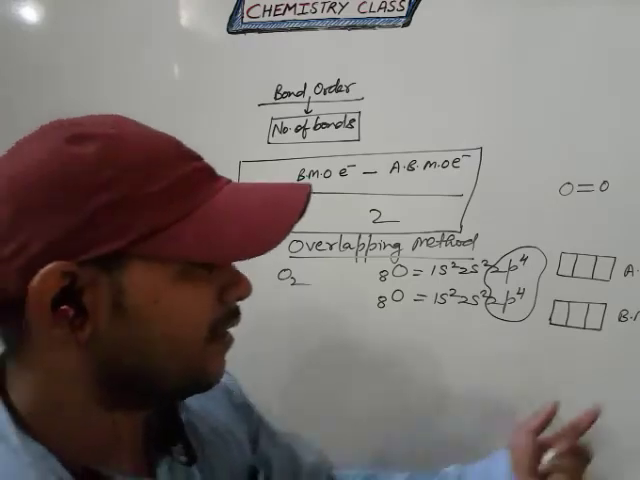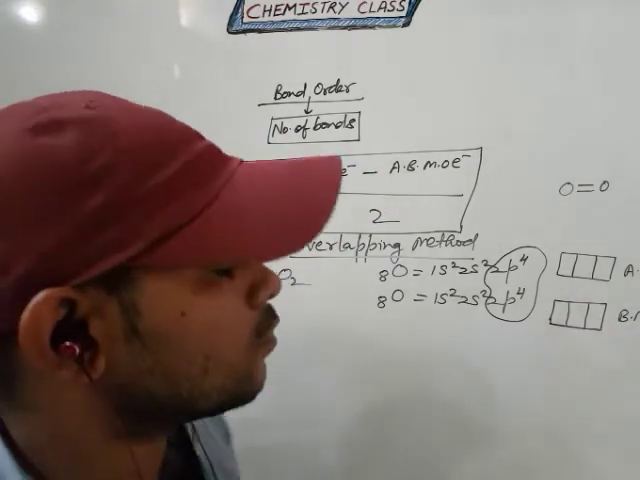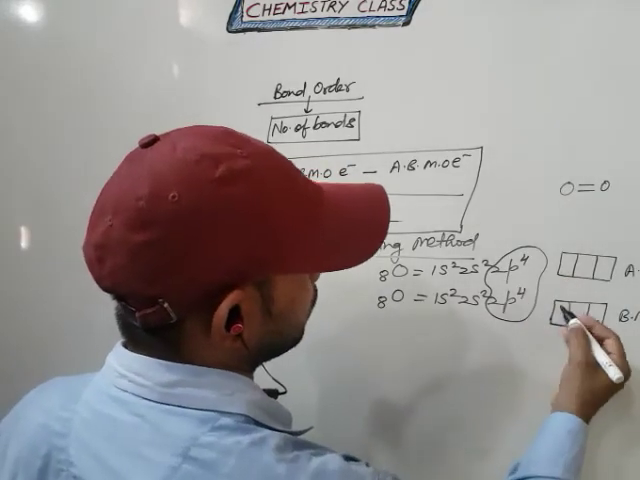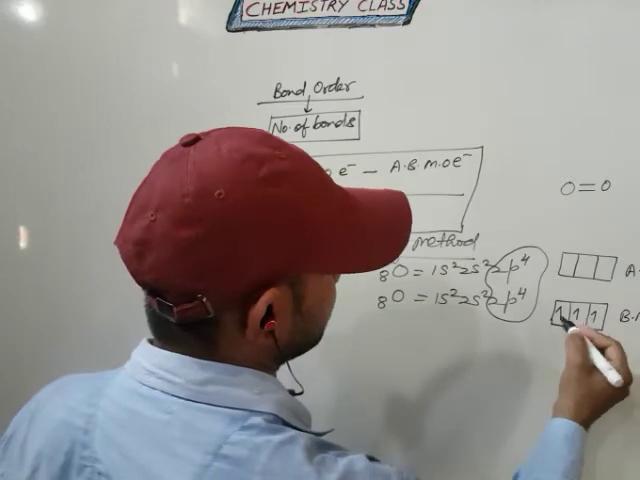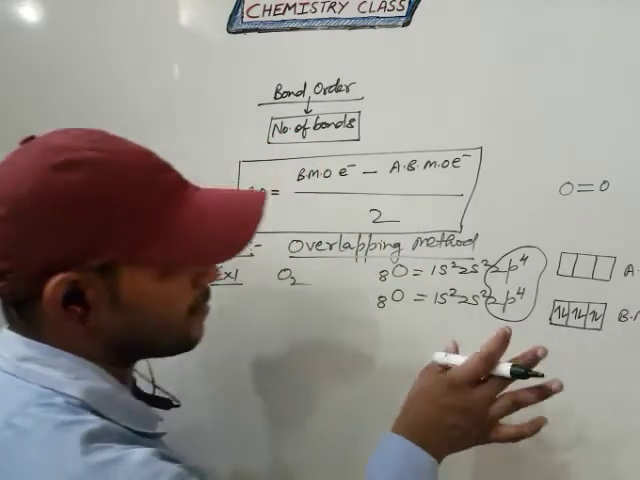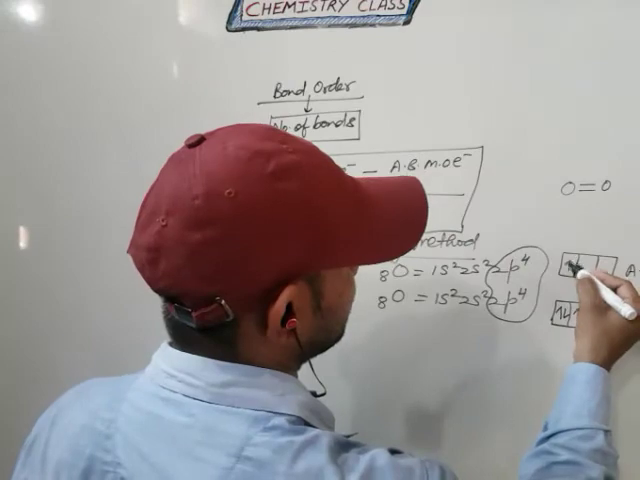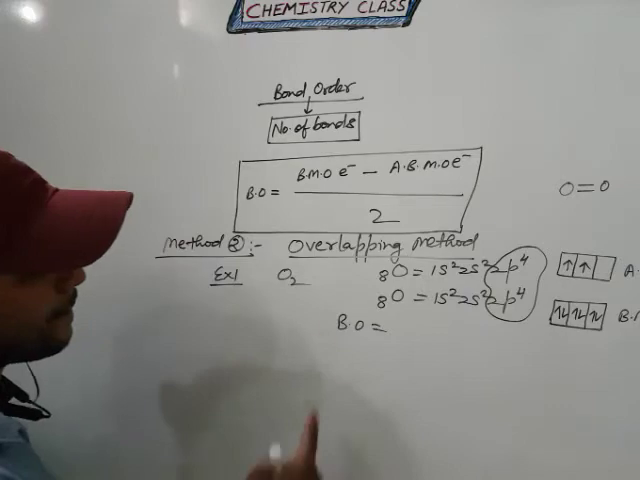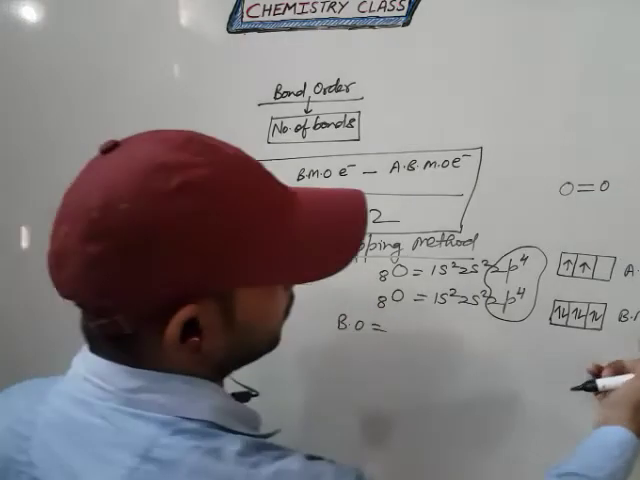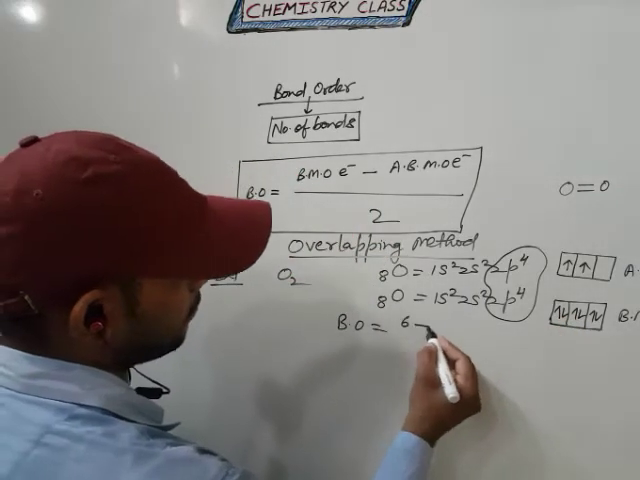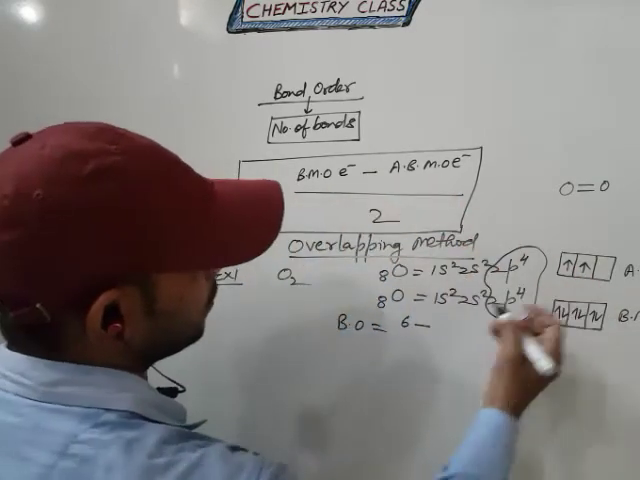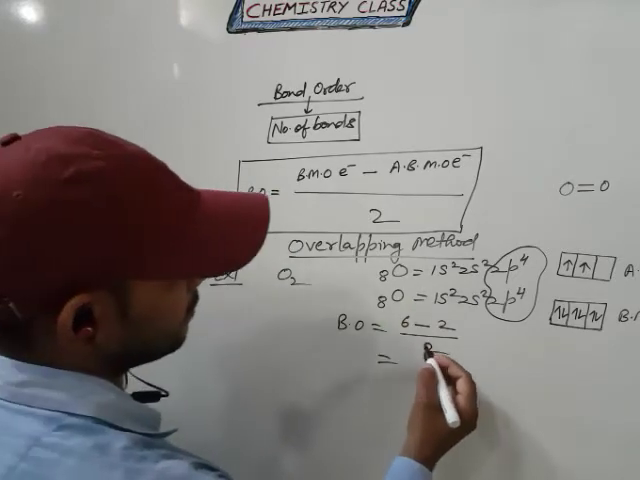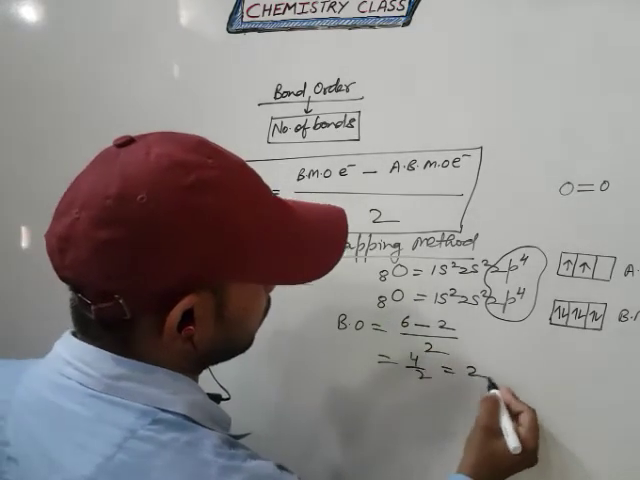Once you have completely filled the bonding molecular orbitals, then you go to the anti-bonding molecular orbital. How many remain? 4. So first you fill the p orbitals; the maximum capacity is 6, and after that 7 and 8. Clear? Now using the formula, bond order equals bonding electrons minus anti-bonding electrons, divided by 2. How many bonding electrons? 6, minus anti-bonding, only 2. So 6 minus 2 is 4, divided by 2, so it will come to 2.